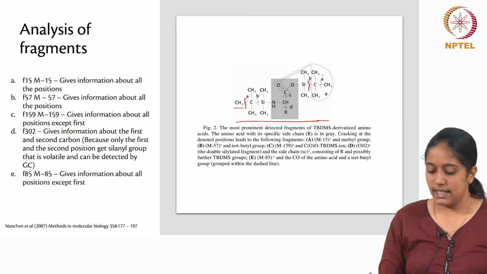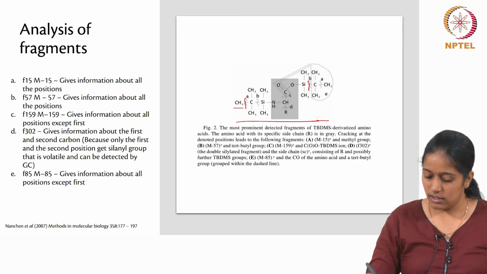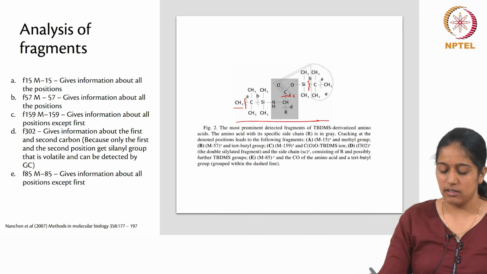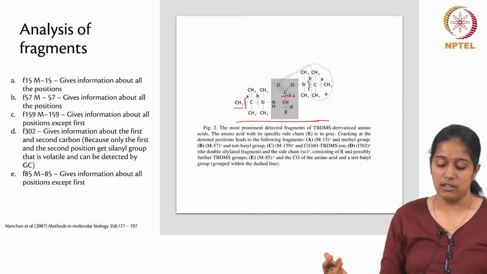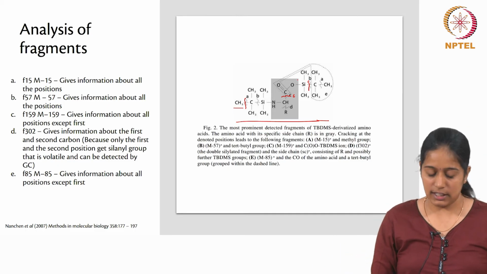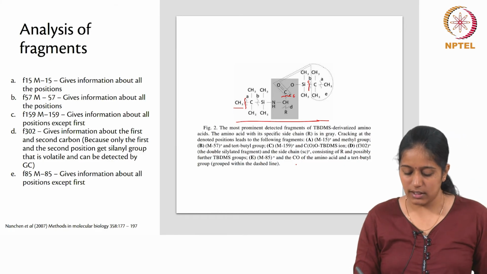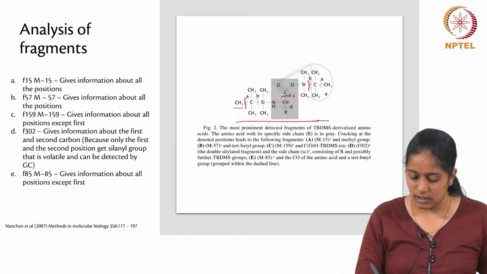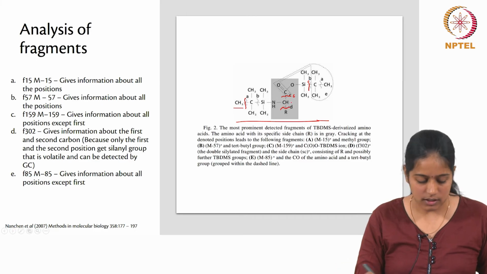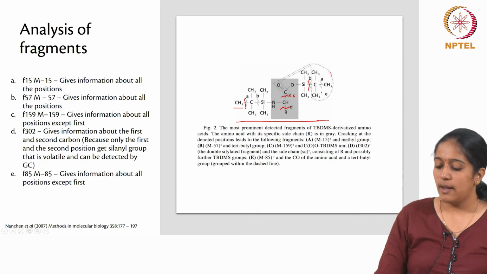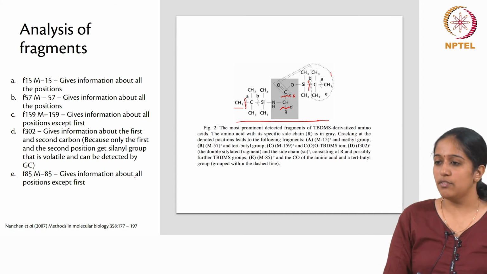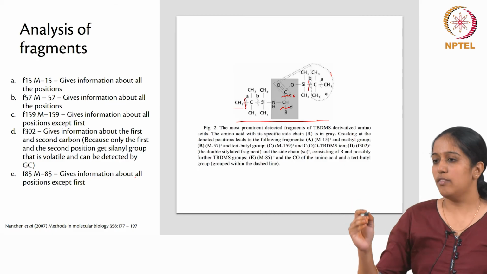Similarly, if you do it at C, this point is C, it will tell you that it is M minus 159, because the mass of the fragment that you get is M minus 159. There is another fragment, F302, that is a double silylated fragment. And E is M minus 85, the one in the dots. Each of these fragments gives information about different positions of the amino acid.